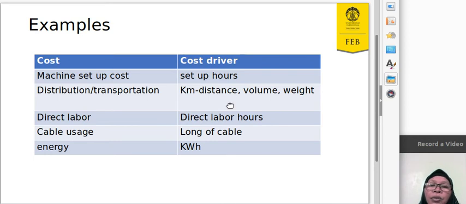Direct labor is usually driven by direct labor hours. The more the labor are working, the more we pay them. This is for the case that we pay the labor based on the hour basis. But if we pay them on the unit basis, the more they produce the product, the more we pay them. So if this is the case, the cost driver of the direct labor is the units produced. Energy, electricity, for example, can be driven by the kilowatt hours we use for the electricity, and also the cable usage, the length of the cable will be the driver. So we just have to identify which one is more appropriate as the cost driver.